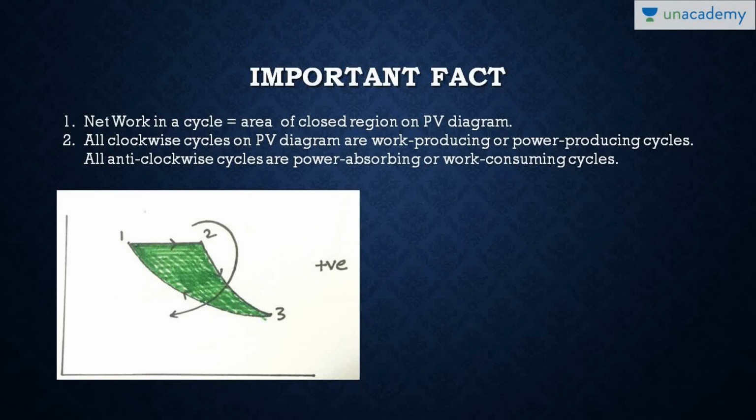So net work in a cycle is equal to the area of the closed region on the PV diagram, and all clockwise cycles on the PV diagram are work producing or power producing cycles.